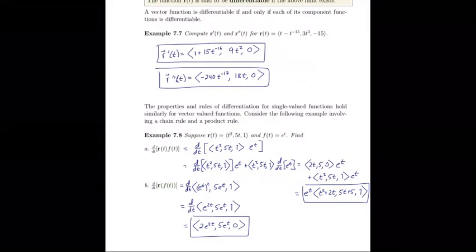Just to put a note here, f of r of t does not exist. Okay, and I'll let the reader answer why that's the case. Why is there no f of r of t? Think about domains of functions here.